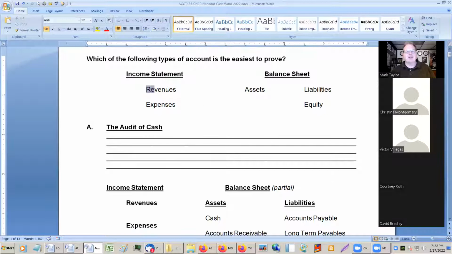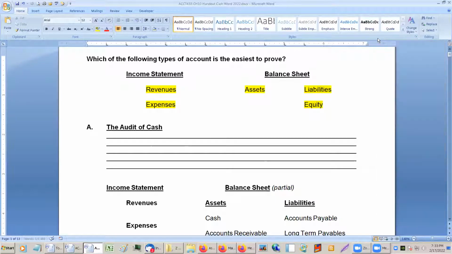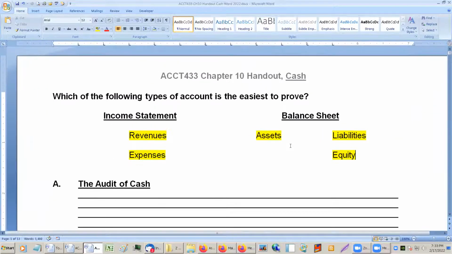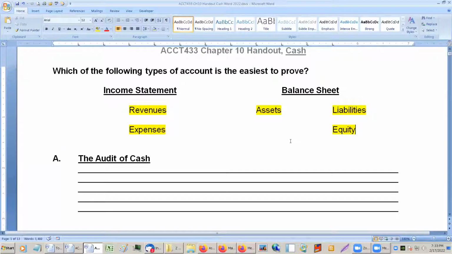All right, basically we have 5 general types of accounts that we have in accounting. It's actually pretty amazing that virtually any transaction you can think of will fit into these 5 categories.